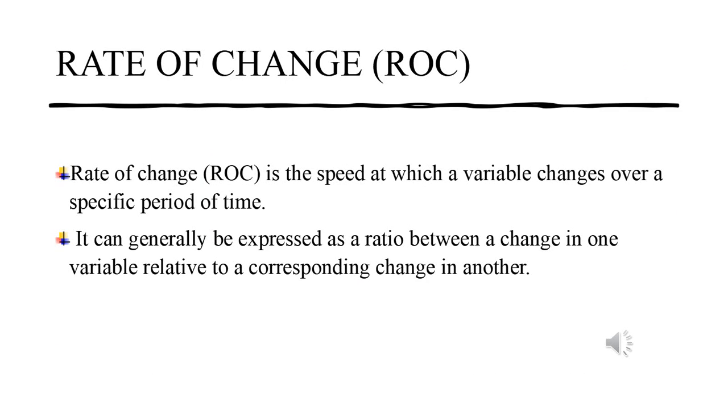Rate of change, or we call it ROC, is the speed at which a variable changes over a specific period of time. It can generally be expressed as a ratio between a change in one variable relative to a corresponding change in another.